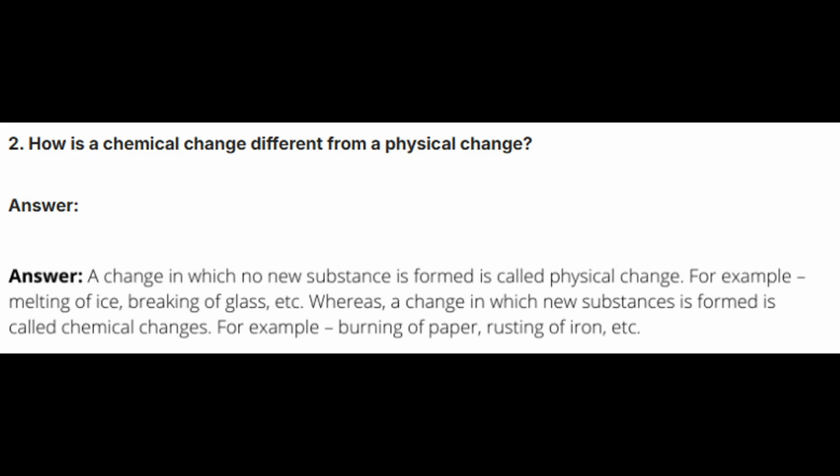Second, how is chemical change different from a physical change? Answer. A change in which no new substance is formed is called physical change. For example, melting of ice, breaking of glass, etc. Whereas a change in which new substance is formed is called chemical change. For example, burning of paper, rusting of iron, etc.